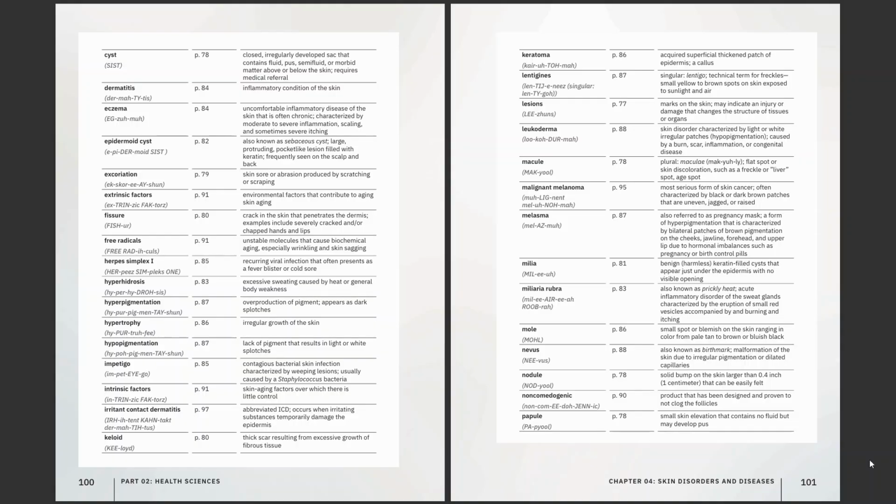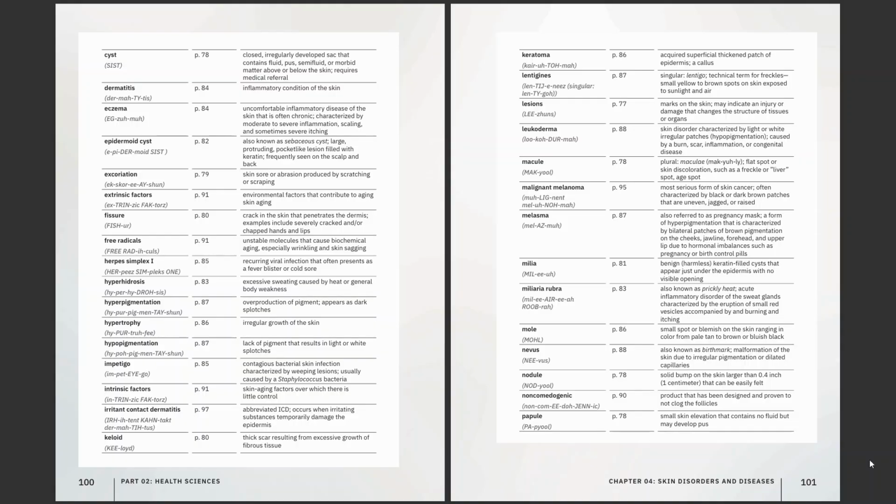Epidermoid cyst, also known as sebaceous cyst, large protruding pocket-like lesion filled with keratin, frequently seen on the scalp and back. Excoriation, skin sore or abrasion produced by scratching or scraping. Extrinsic factors, environmental factors that contribute to skin aging.